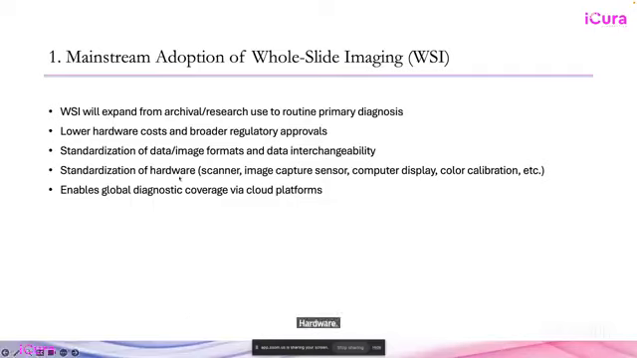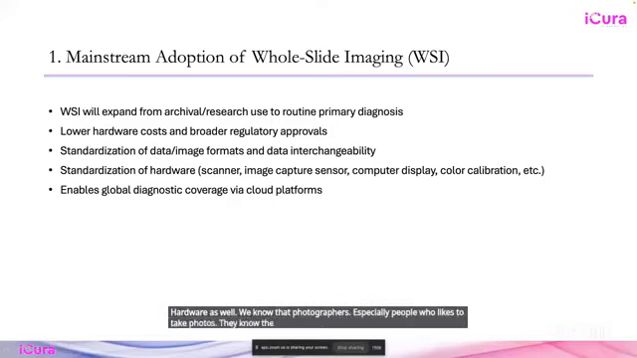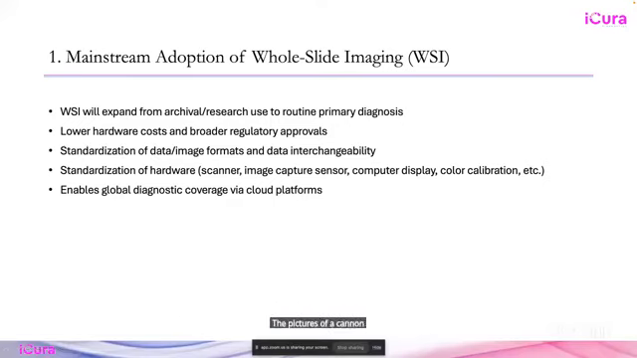Hardware as well. We know that photographers, especially people who like to take photos, know the differences between pictures from a Canon, a Fuji, or a Sony camera. They all look different in terms of tones, contrast, color, vibrance, all those kinds of things.